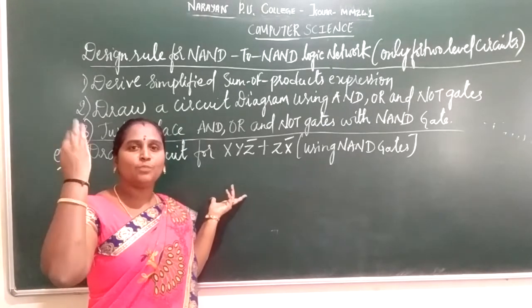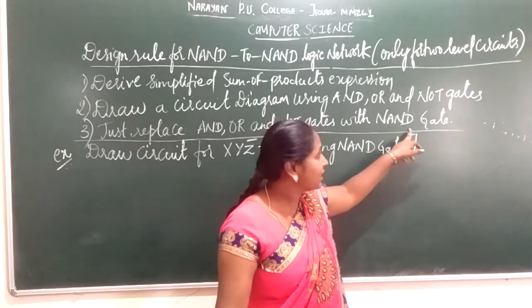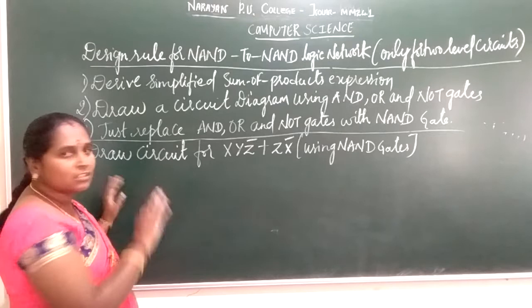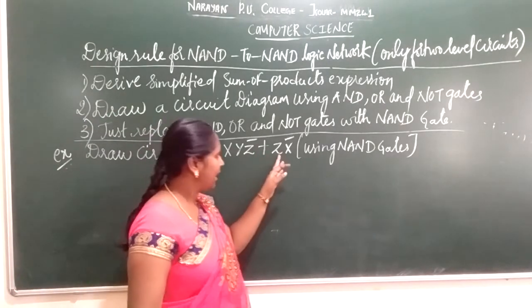Your basic gate should be replaced with the help of your universal gate, one of the universal gates, that is nothing but your NAND gate. So here I have done an example. I'll solve this, then you can understand. Draw a circuit for the expression xyz bar plus xz bar.